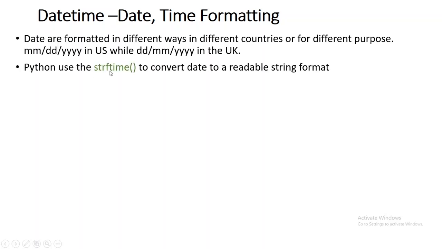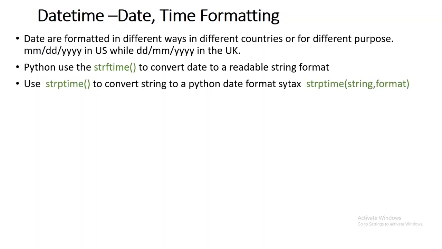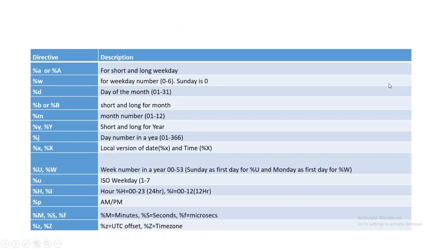Python uses the strftime method to convert a date to a readable format. So use strptime to convert a string to a Python date format. The syntax is strptime, the string you want to change, and then the format you want it to be in. If you look at this chart, it shows you the formats you can put your string in. They are all listed here. If you go to the Python documentation, it's going to show you all this.